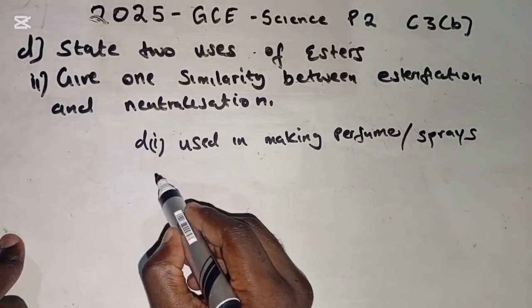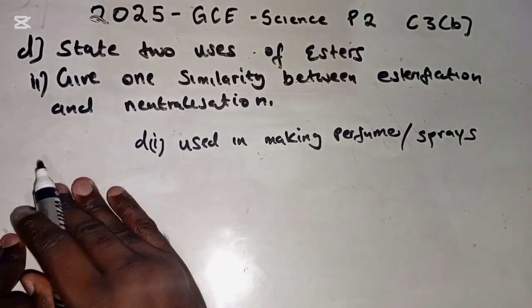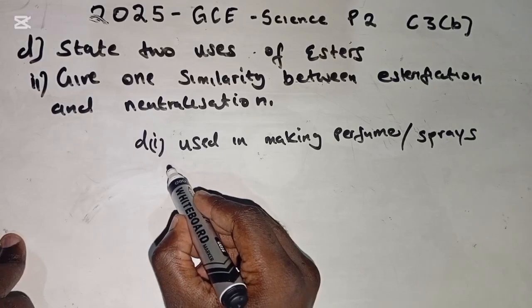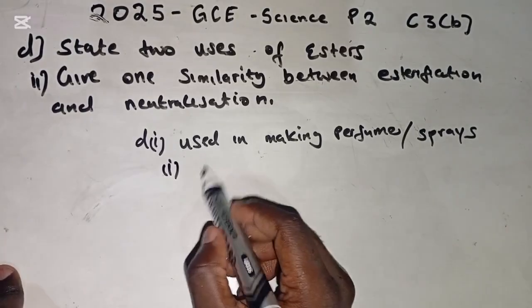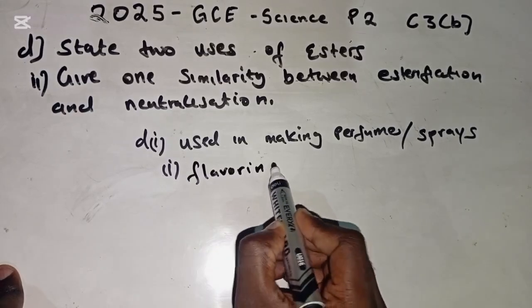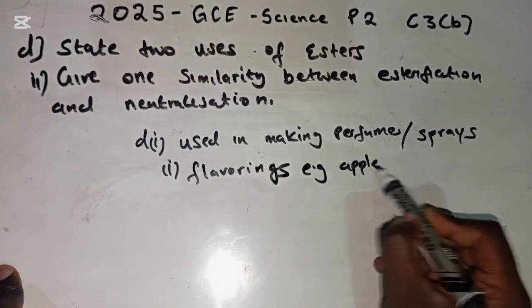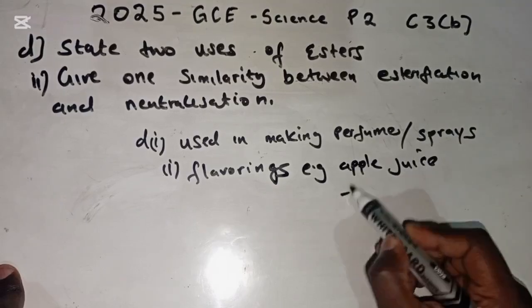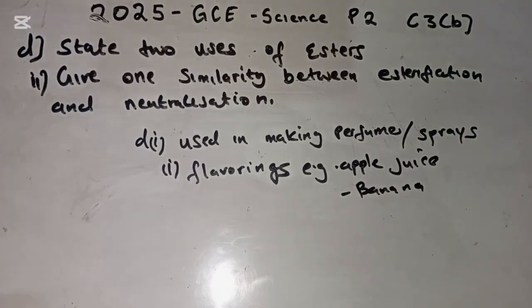Then another use. They also have a sweet taste. You can mix different types of esters to get food flavorings, and some of them can be used in making apple juice, banana, and they smell just like the actual fruit. So these are the uses.